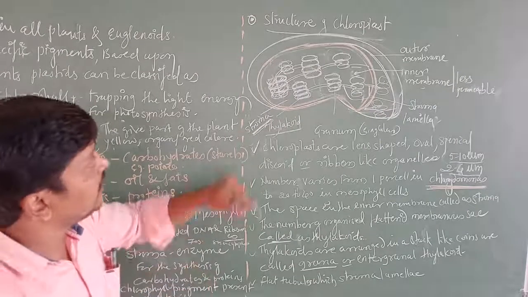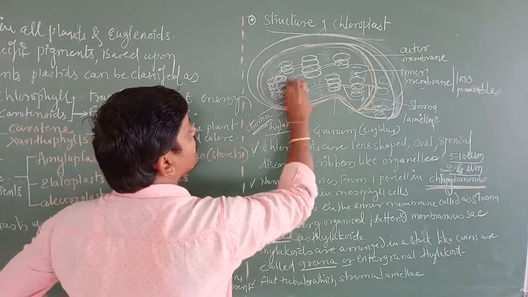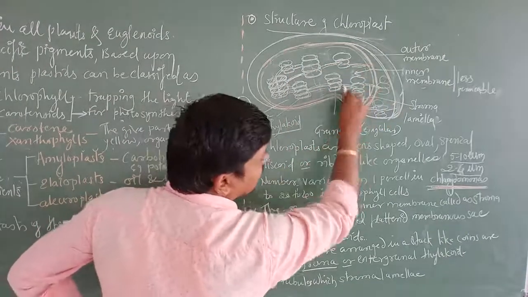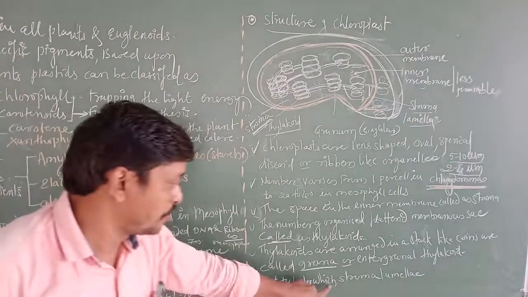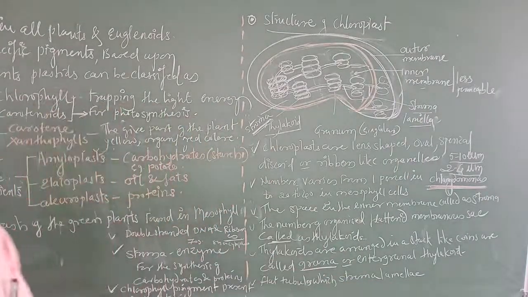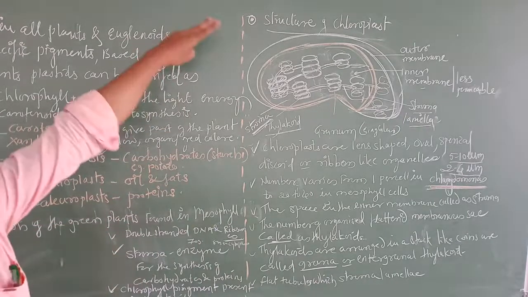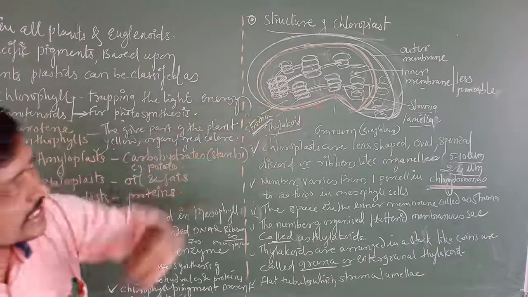Understood? Then these flat-like structures, whatever thylakoids are there, are joined with each other, and that is named the stroma lamellae. Those tubular structures are called stromal lamellae. This much you are going to remember about the chloroplast. The chloroplast has two membranes, outer membrane and inner membrane. The inner membrane is less permeable.